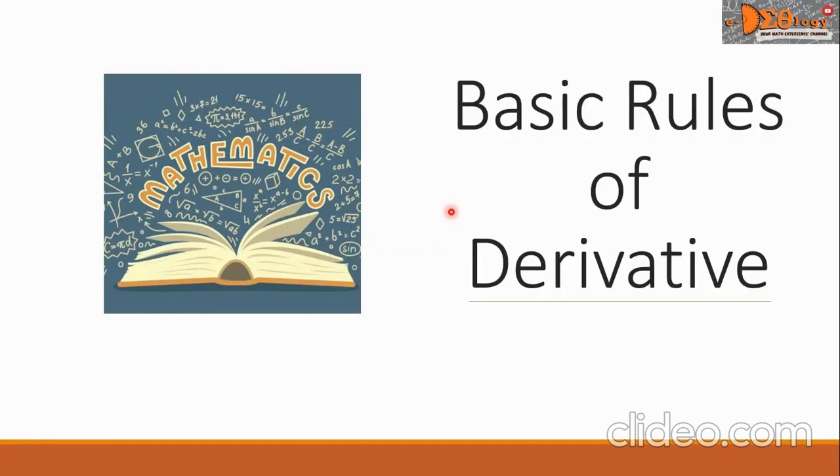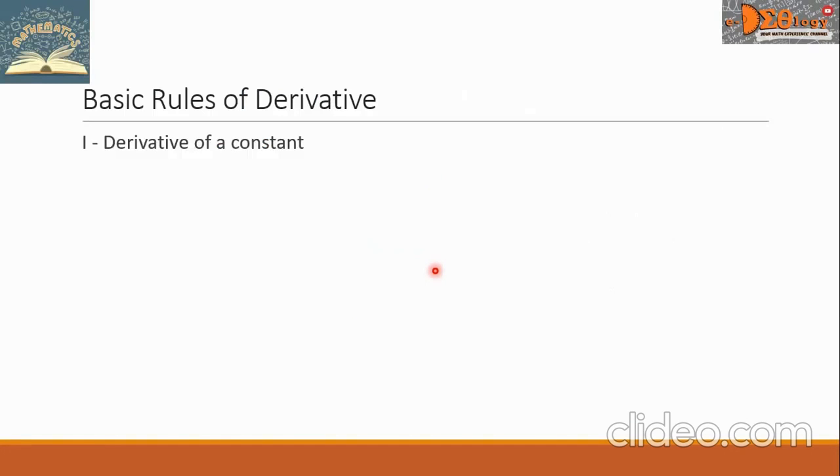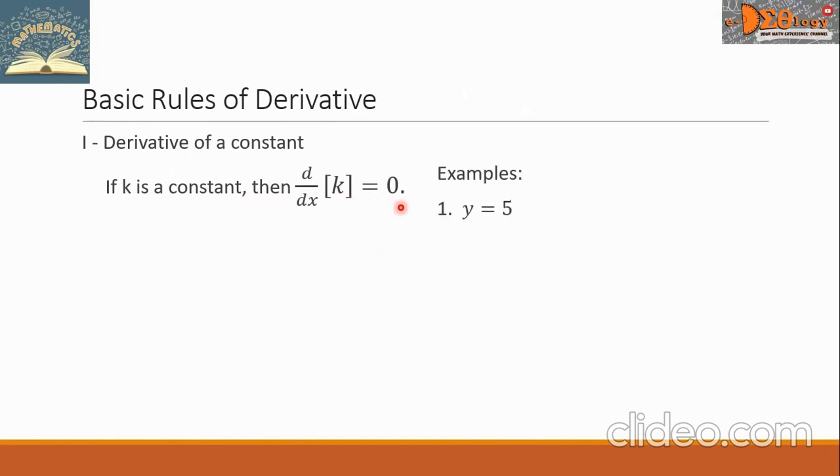Hi everyone. Today we're going to study basic rules of derivative. Let's have the first rule. This is about derivative of a constant. If k is a constant, then d over dx of k equals 0. Let us see some examples.